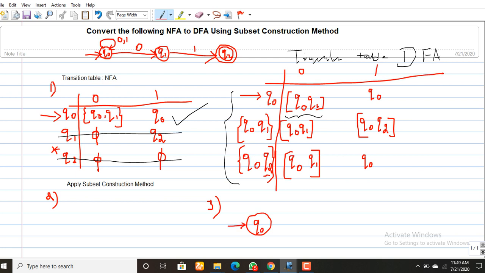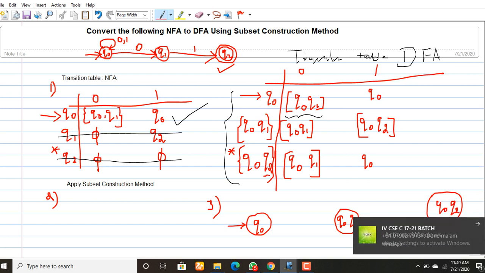What about your final state? In your NFA transition diagram, Q2 is acting as the final state. So wherever Q2 is present, those states become final states. Here only in the state Q0, Q2 is Q2 present, so I make this state final. Next, this is the state for Q0 and Q1, and next your final state Q0, Q2.